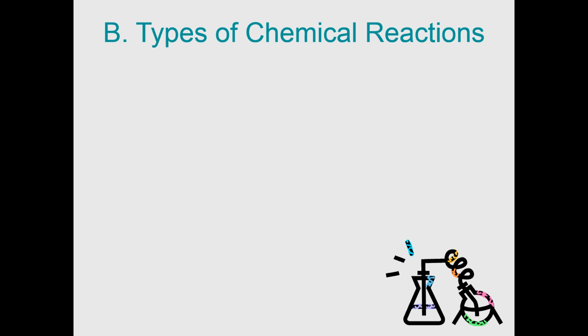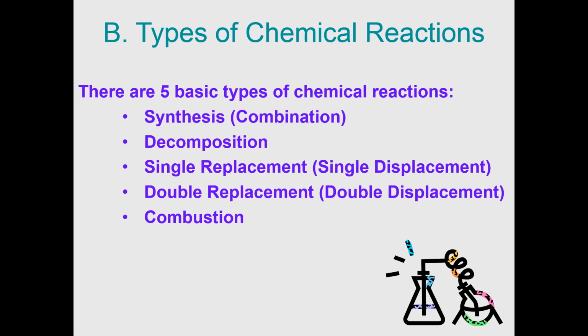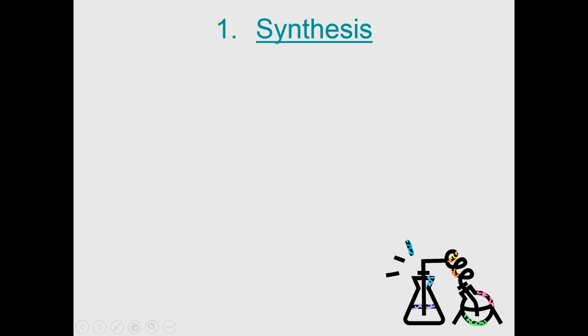So there are 5 different types of chemical reactions you're going to learn about in this class. We have synthesis, which is sometimes referred to as combination reactions, decomposition reactions, single replacement, sometimes referred to as single displacement, double replacement, sometimes referred to as double displacement, and combustion reactions. So when I classify a type of reaction, you should know what the reactants and the products are and how many you have of each.